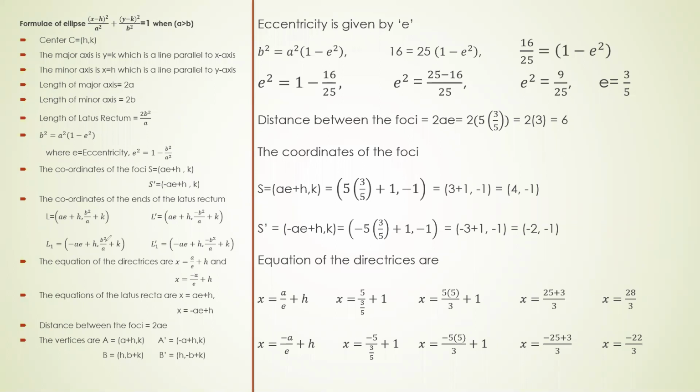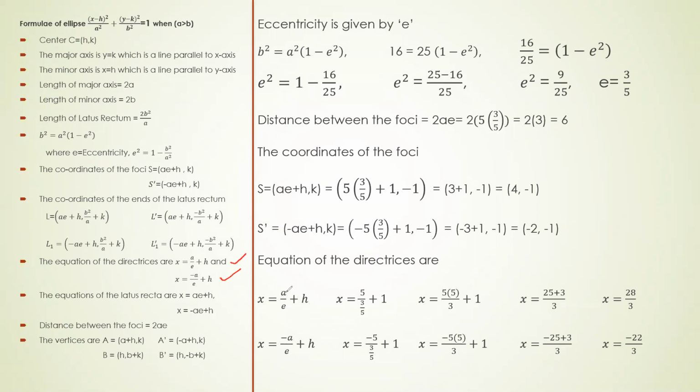So here we are supposed to calculate the equation of directrices. The equation of directrices is x equals a divided by e plus h, and x equals minus a divided by e plus h. This is actually the latus rectum. They have asked you to find the equation of directrices, so first we will find that. a divided by e plus h, and then minus a divided by e plus h. So x is equal to a divided by e plus h.